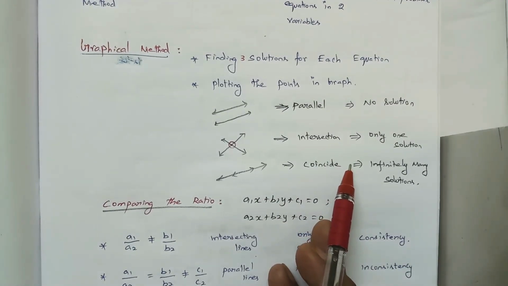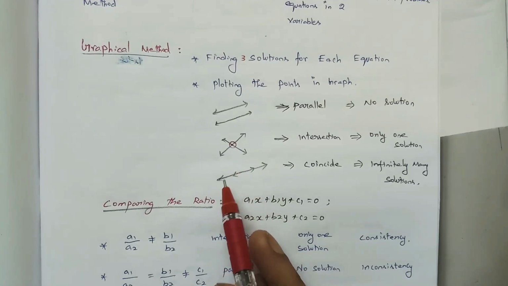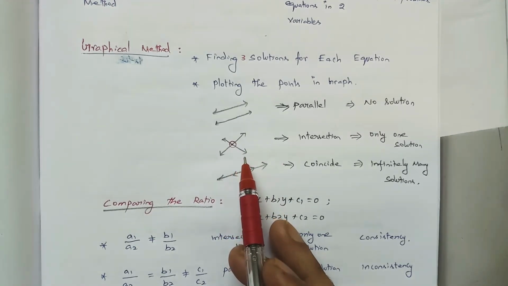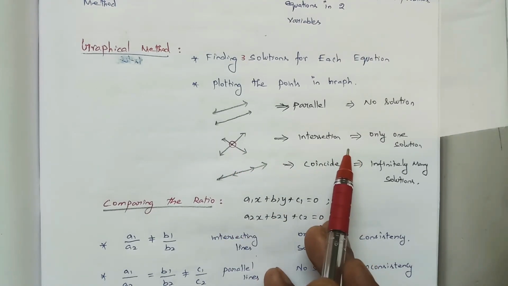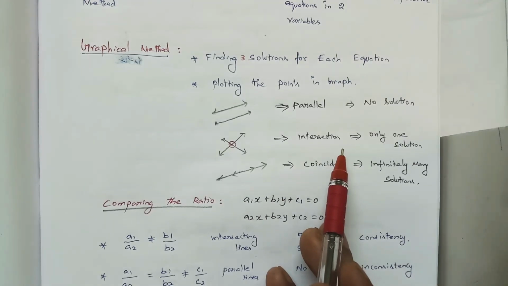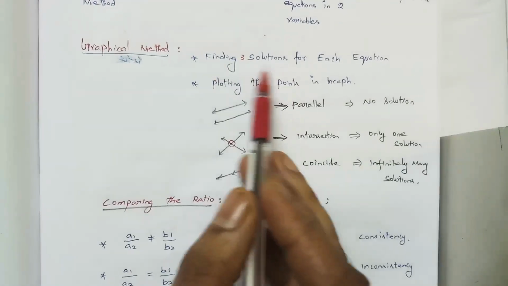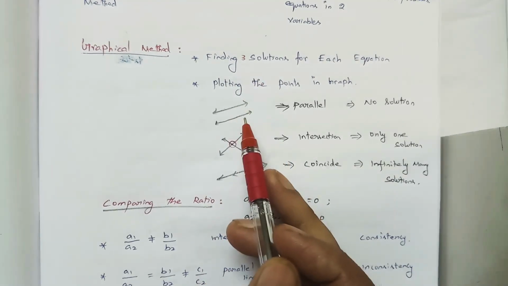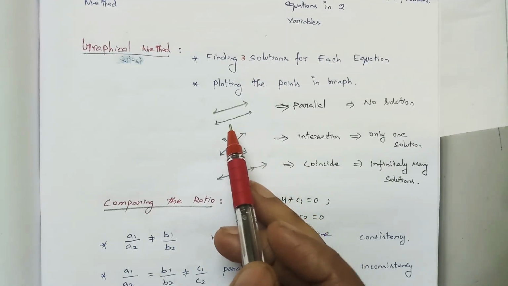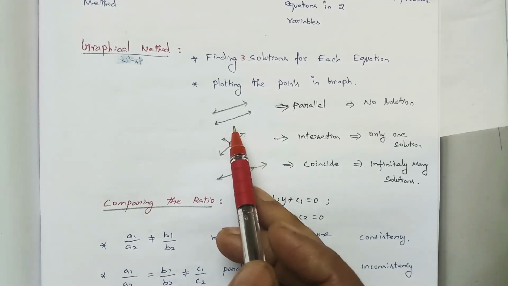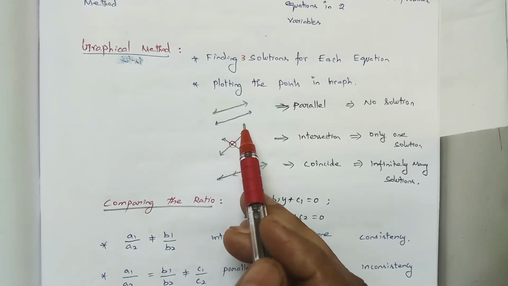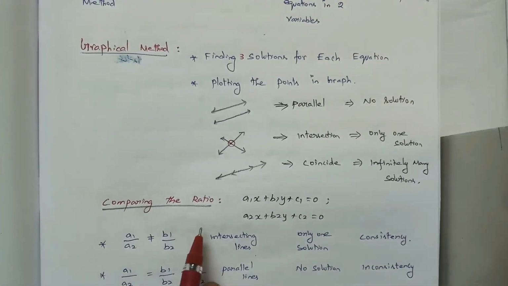Whether we have a solution or not, we can say by seeing the diagram itself. Suppose they ask you to find the solution from the graph; we can plot the points, and from the point we can say this is the solution for the two equations. For that, first we have to find the solutions for each equation. You already know how to find them: we assume the x value and find the y value, or assume the y value and find the x value. Next, comparing the ratios.